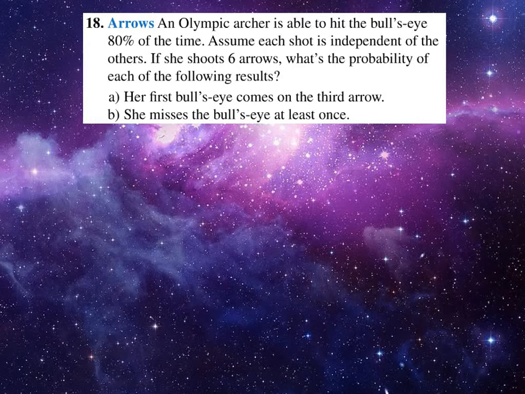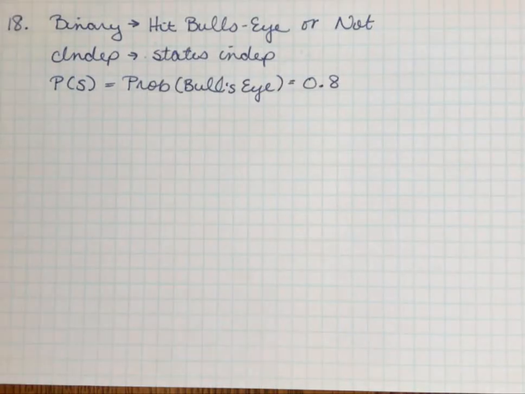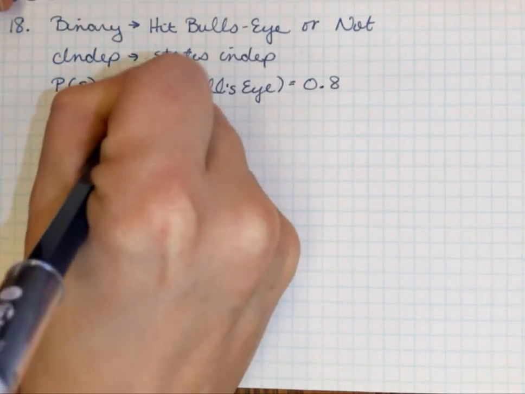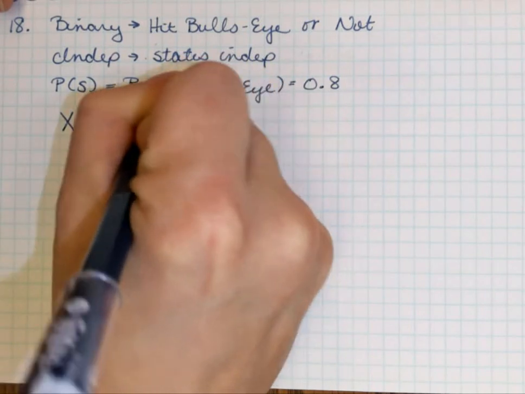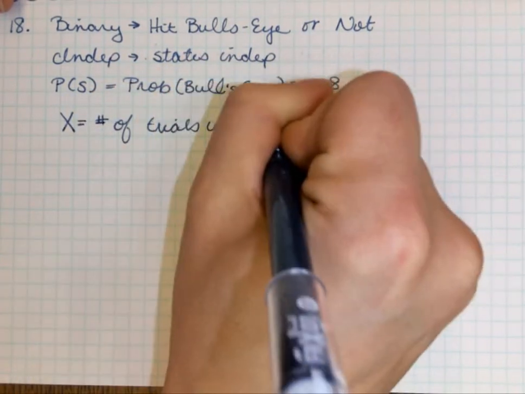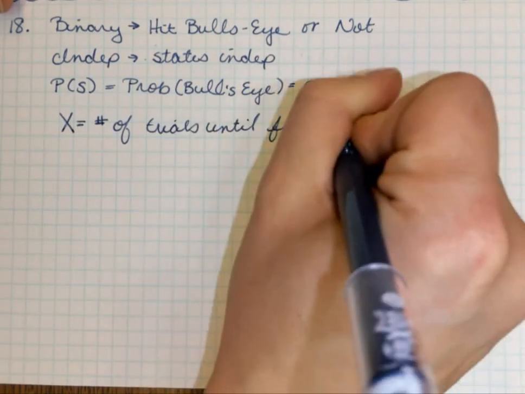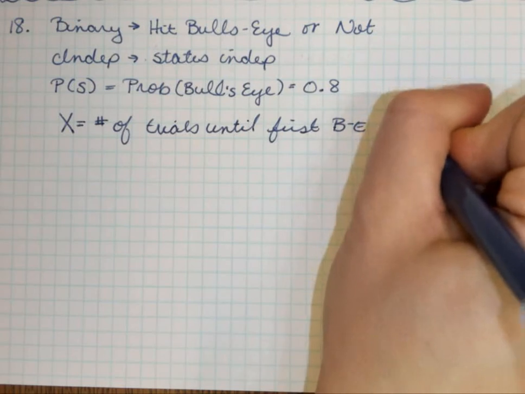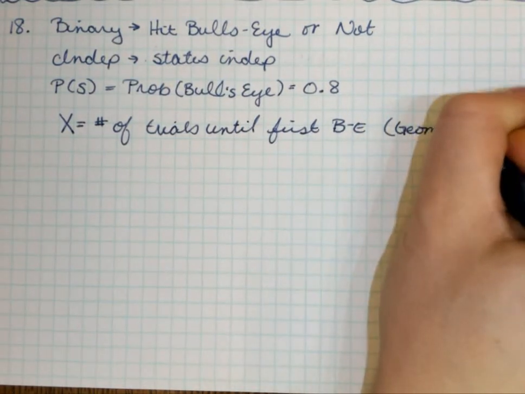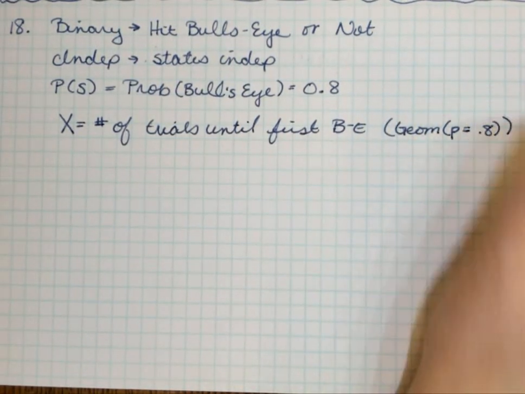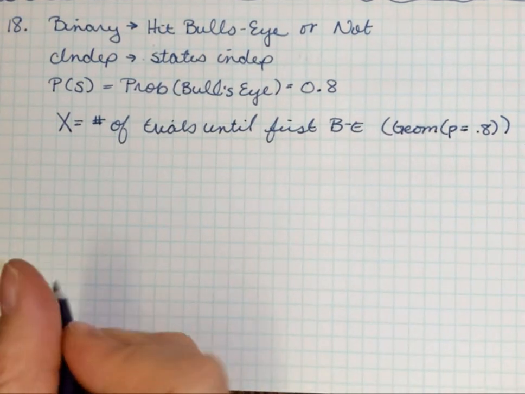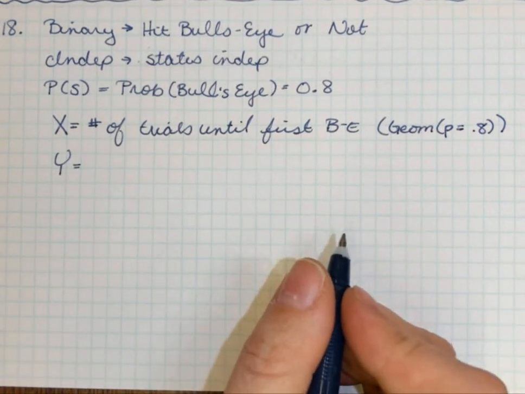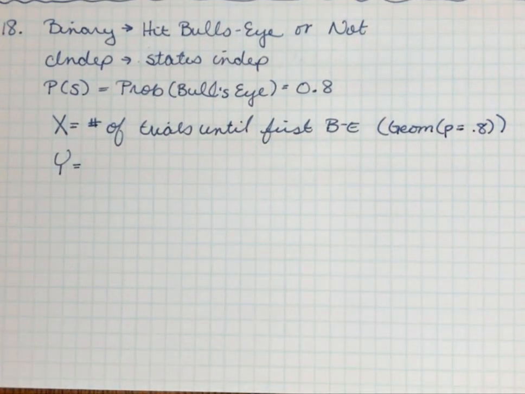That's geometric. So, what I need to understand here is X is going to be the number of trials until the first bullseye. And that's going to be geometric, where p is equal to 0.8. The other one, I'm just going to call it Y, is going to be what?